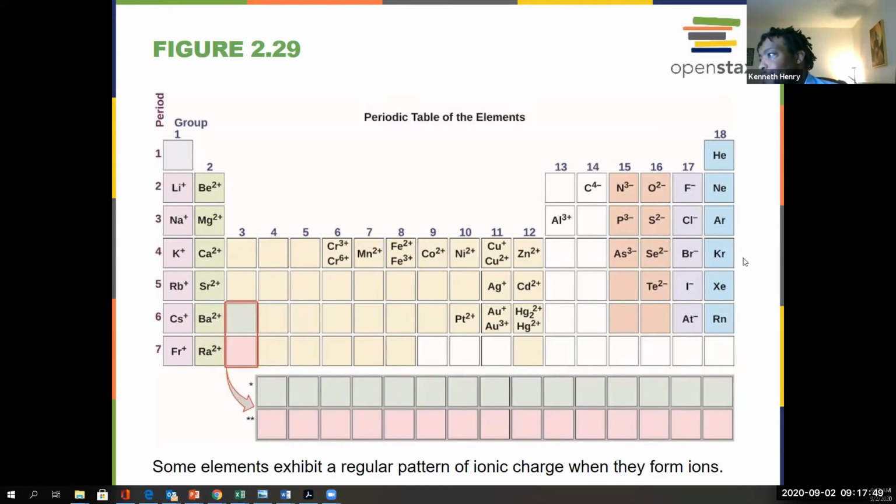Okay. And then over here, always -1. These guys, -2. These guys, -3. This one, -4, or it could be +4, depending on who it's working with or interacting with. Okay? Questions?